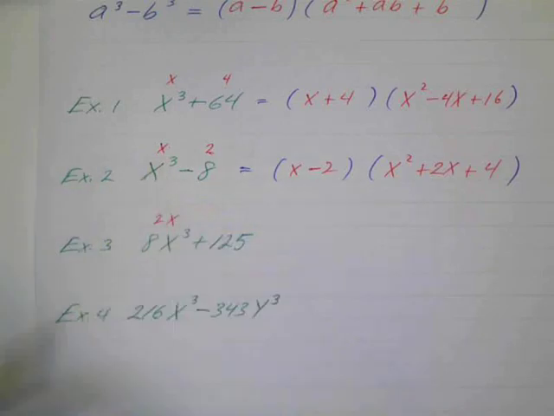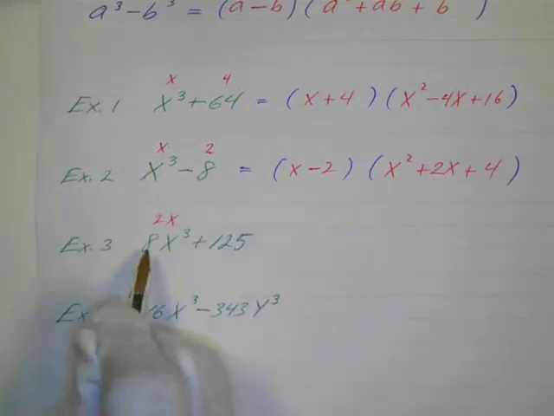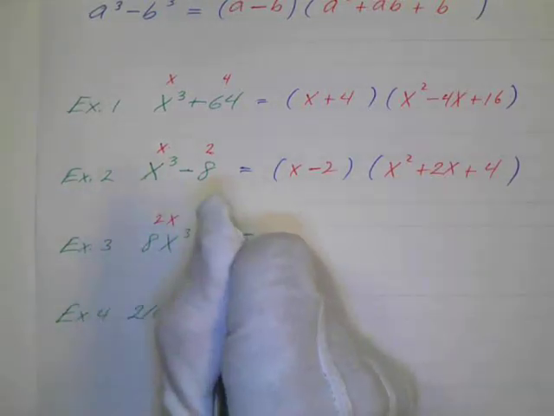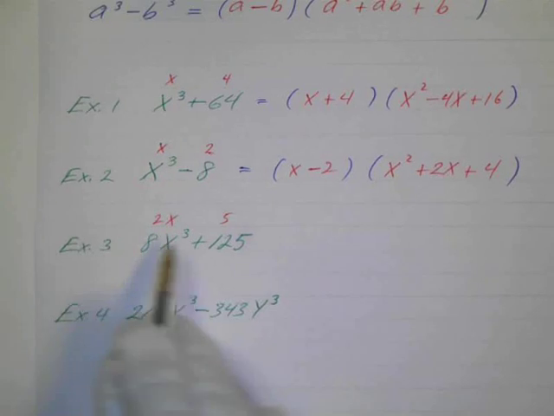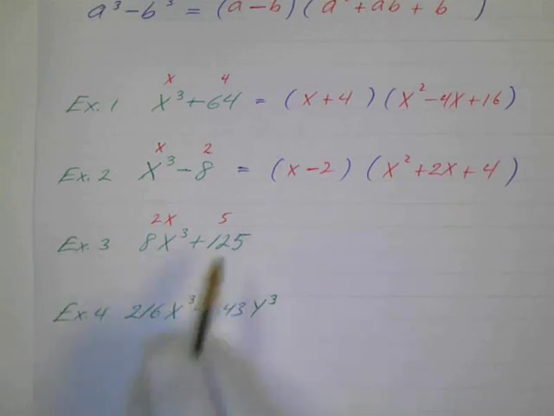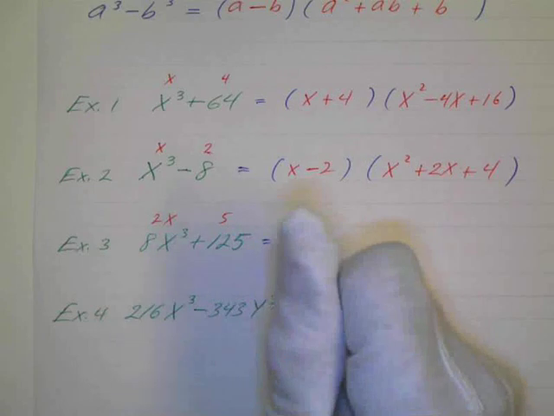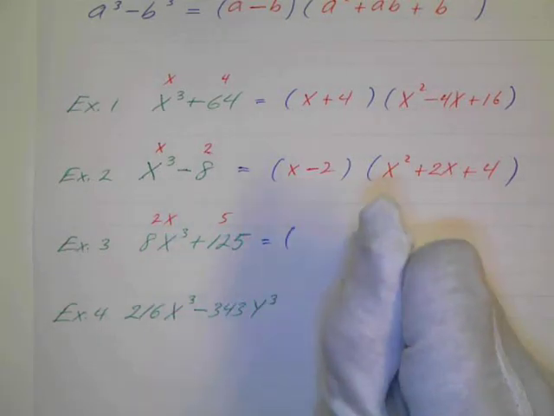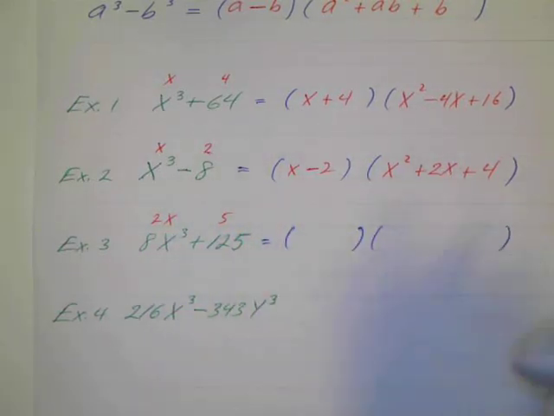2x is the cube root of 8x cubed, and 5. So those are my cube roots. So I've identified it as the sum of perfect cubes. So I know that this will factor to be the product of a binomial times a trinomial.